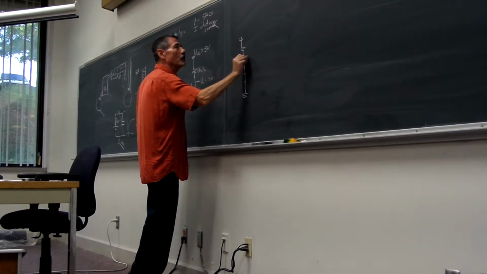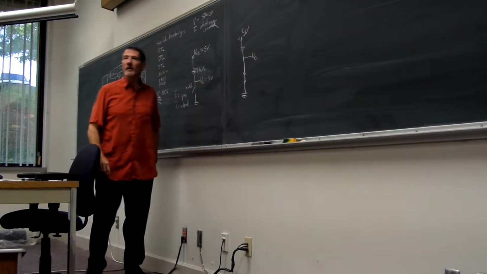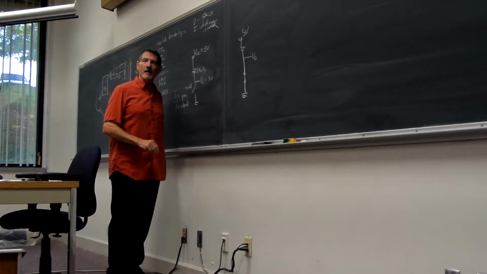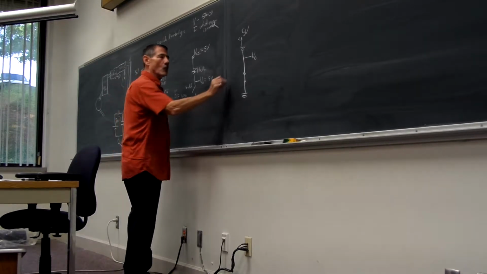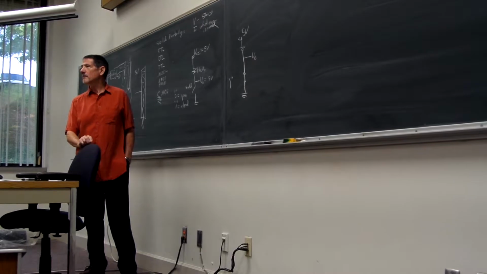With the switch closed, what logic level is going in? 1. What is coming out? 0 volts, or 0? Same thing. Why are we getting 0 volts now? Because I'm grounding that point.